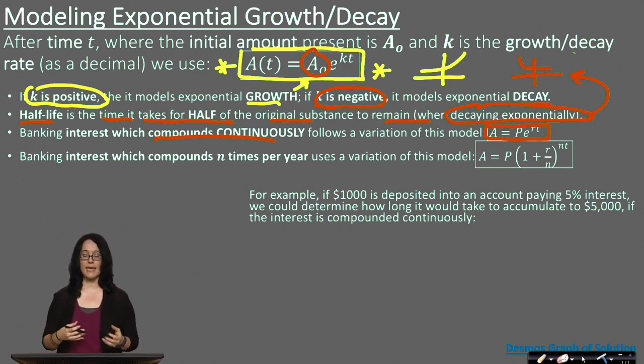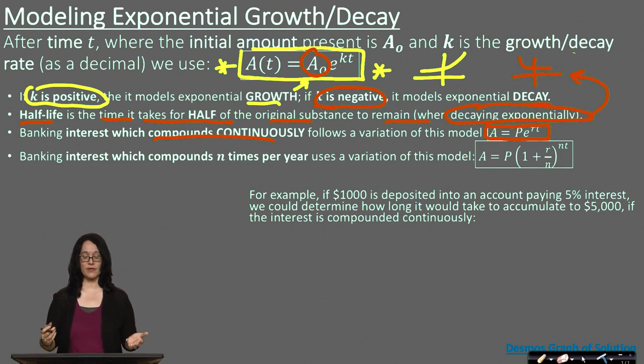Interest can. E is still Euler's number, roughly 2.71. R, instead of k, represents the rate at which you are growing, called your interest rate. So if you have an interest rate of 3%, R would be 0.03. And T is the amount of time, typically in years, that you allow your money to accrue interest, whether it's for you or against you.